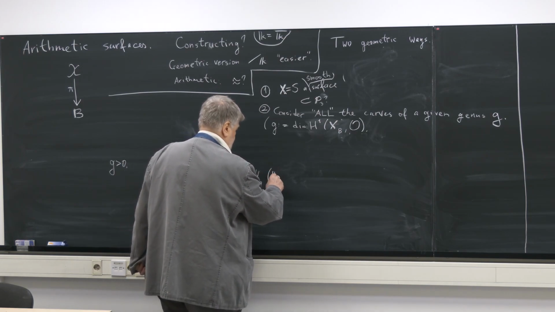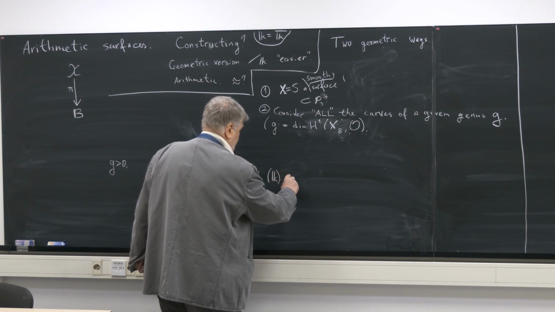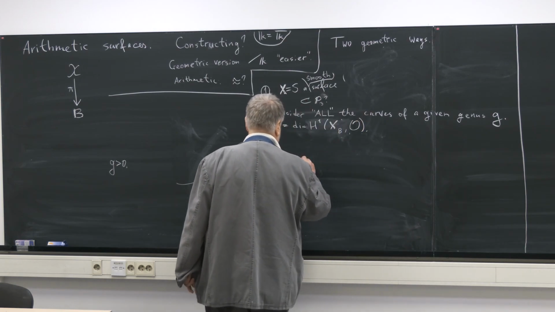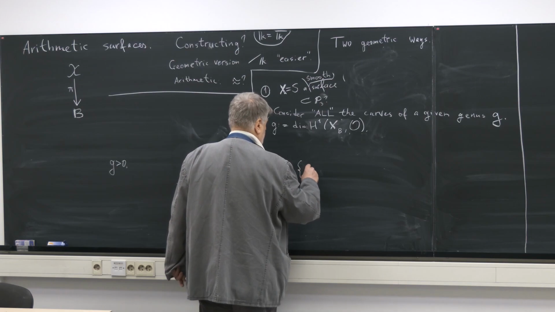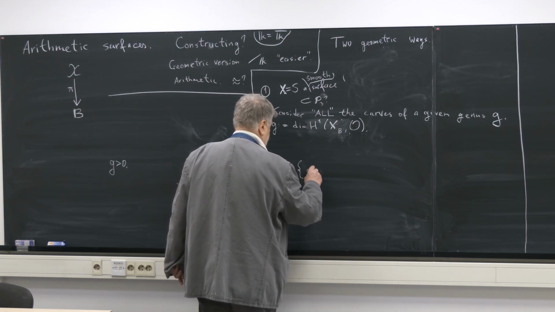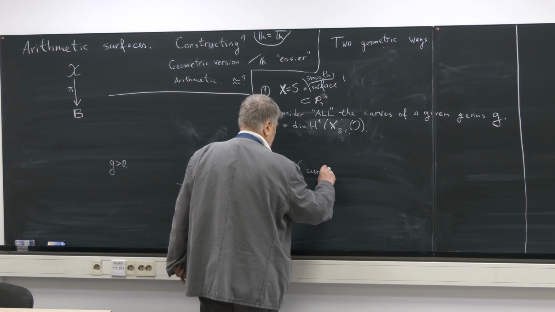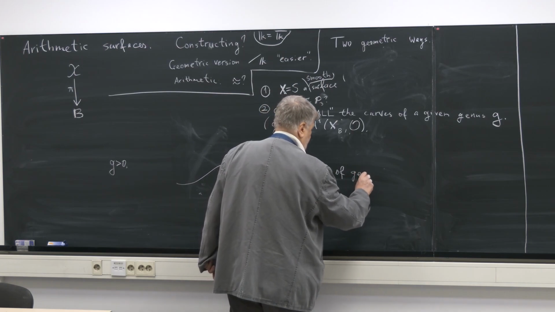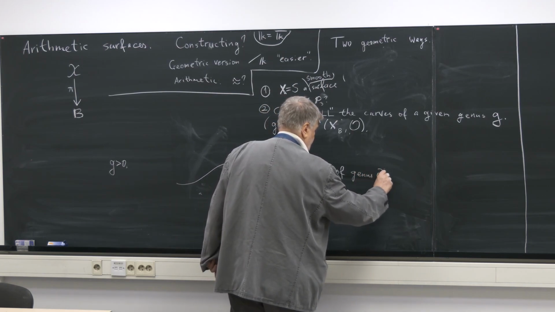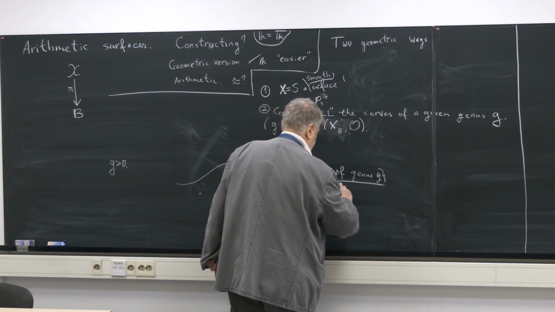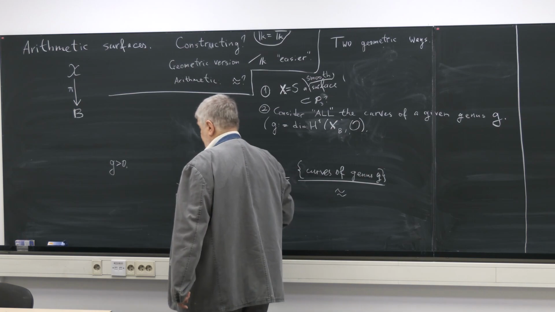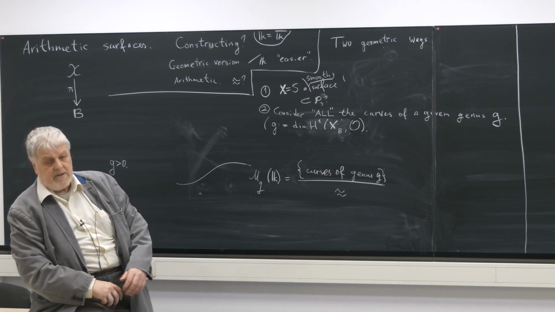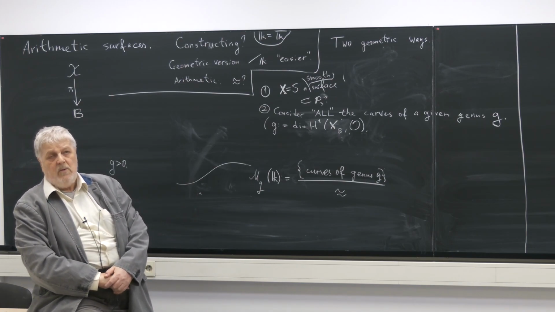So, by definition, the moduli space M_g is the set of curves of genus g over isomorphism. The isomorphism can be defined and understood in several ways.